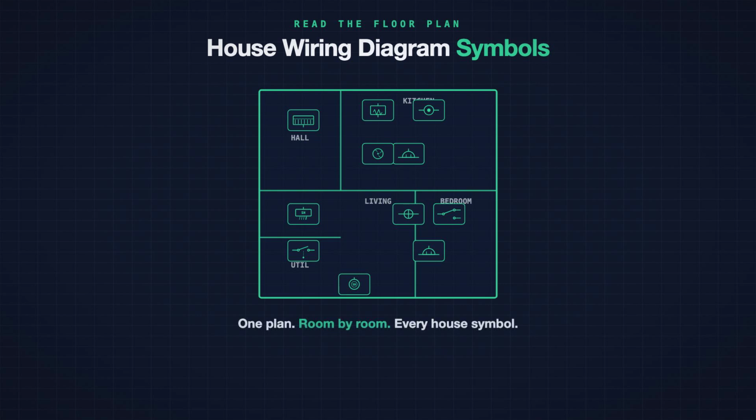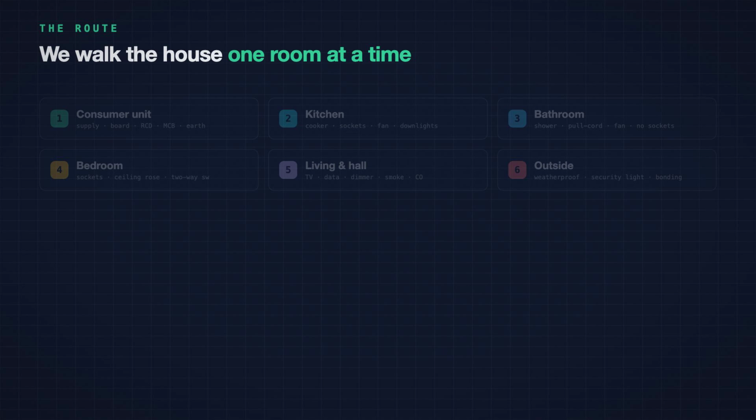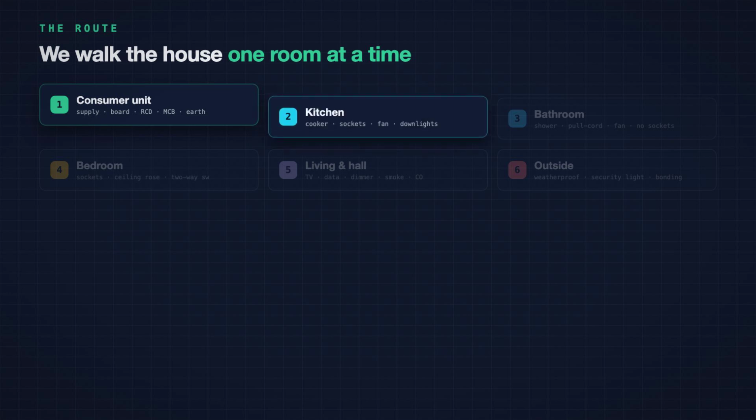First, the one rule for reading any plan symbol. Look at two things, its shape and the lines running to it. The shape names the device. The lines are the cables that feed it. That is the whole method.